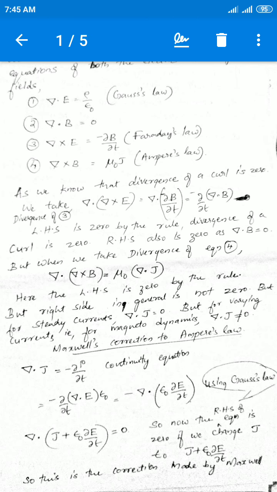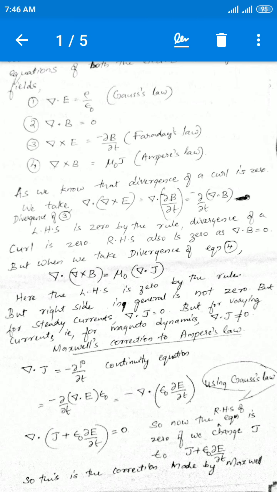Maxwell has done a correction to that equation, so we have to modify the fourth equation. We cannot just write that del cross B is equal to mu 0 J. That should be corrected. So Maxwell's four equations you have to write after doing the fourth equation's correction. Okay, so let us do the correction. Maxwell has done the correction of this Ampere's law.